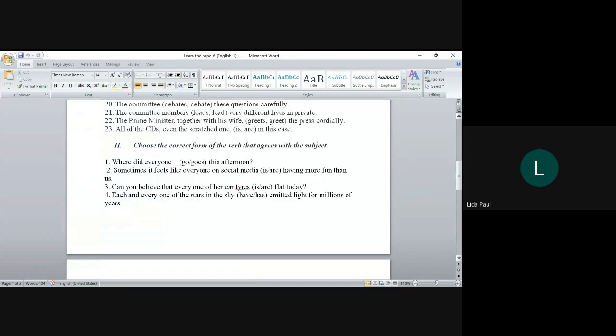This is again very similar to the 22nd and the 8, 9, 10 one, right? Like I told you, whatever interferes between the subject and the verb, you do not have to bother about it. It needs to only agree with the subject. It doesn't have to bother with anything else. Hence, all of the CDs, since it is plural, your verb is also going to be plural. Okay.